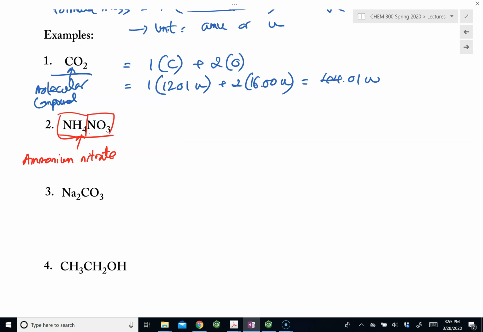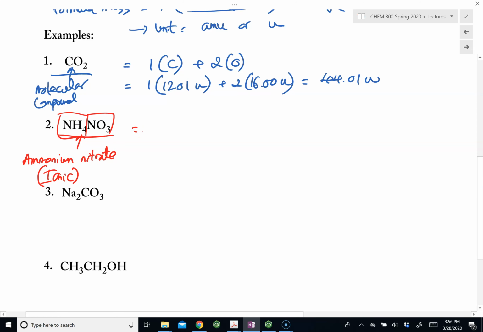Now in this case, can we use the word molecular mass of ammonium nitrate? Or do we just have to stick to formula mass? In this case, we cannot use the word molecular mass because this is not a molecular compound. This is an ionic compound. So we don't have a choice of using both molecular and formula masses, but only the word formula mass becomes relevant.